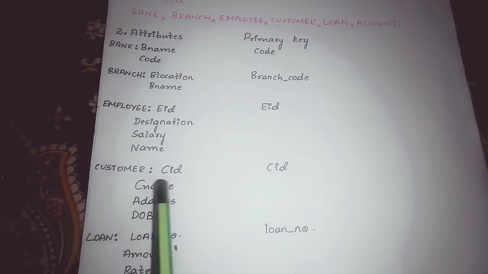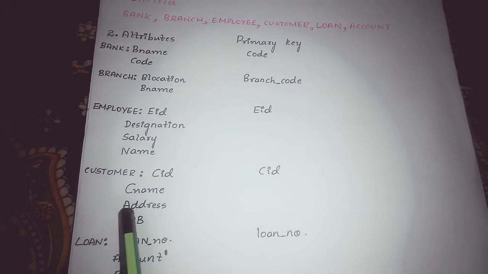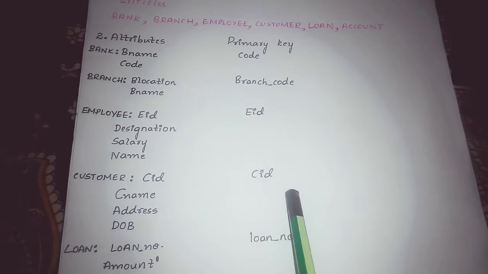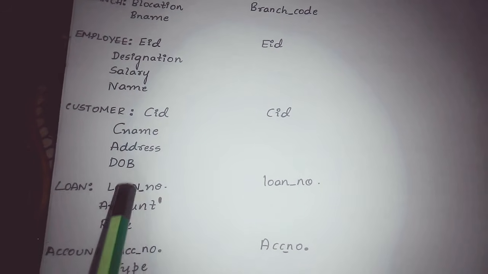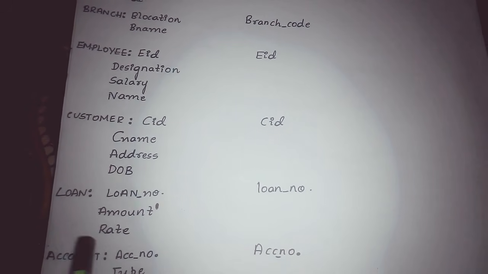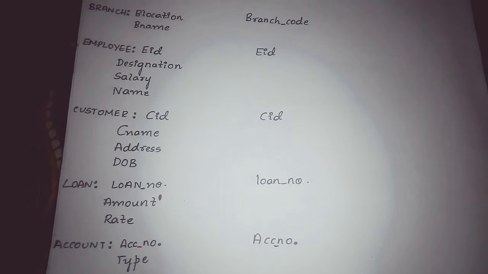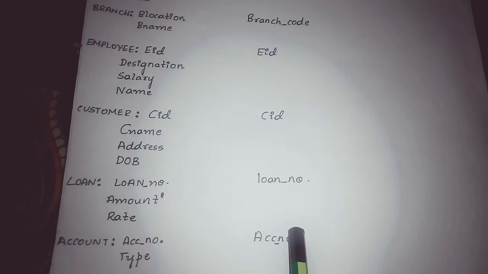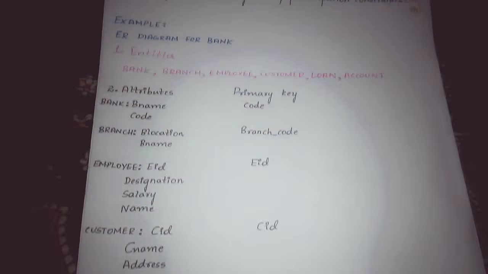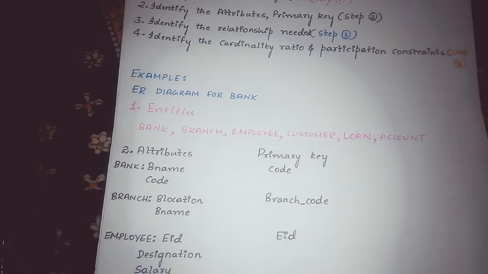For customer I have taken customer ID, customer name, address and date of birth, and customer ID as the primary key. And loan number, amount and rate, and loan number as the primary key. Account number and type. For account I have taken account number as the primary key. So now let's see an ER diagram of the bank database.